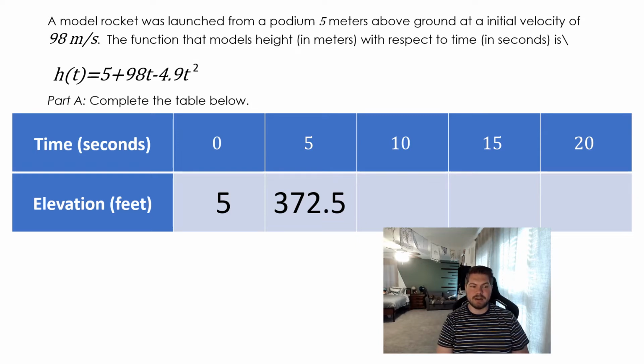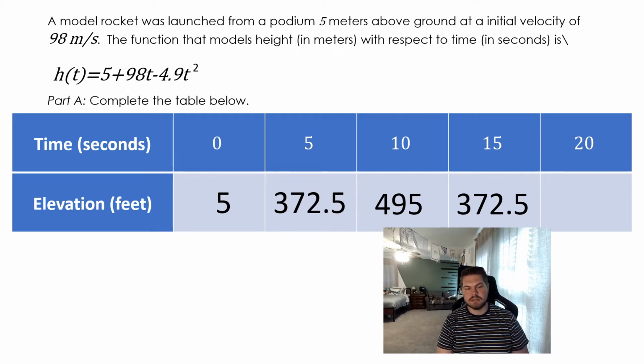All right, and now we're going to plug in 10. 10's a little easier. 10 squared is 100 times, well, negative 4.9, so that gives you negative 490. 98 times 10, that gives you 980. And then subtract those two and add them by 5. And you get 495. All right, now with 15, you should get 372.5, and then with 20, you should get 5.